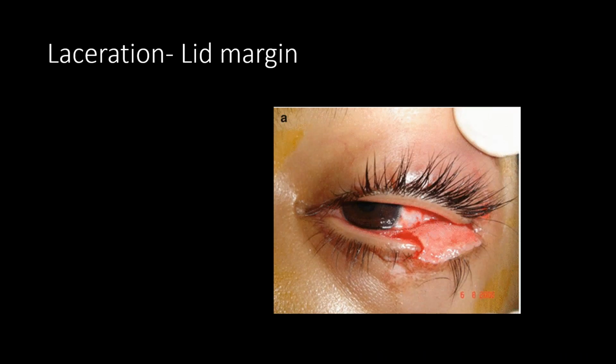Also, some patients may come to you with all these things when they've suffered from trauma, and then you can see that the lid margin is lacerated and the lid is also involved, right? The surface of the lid is also involved.